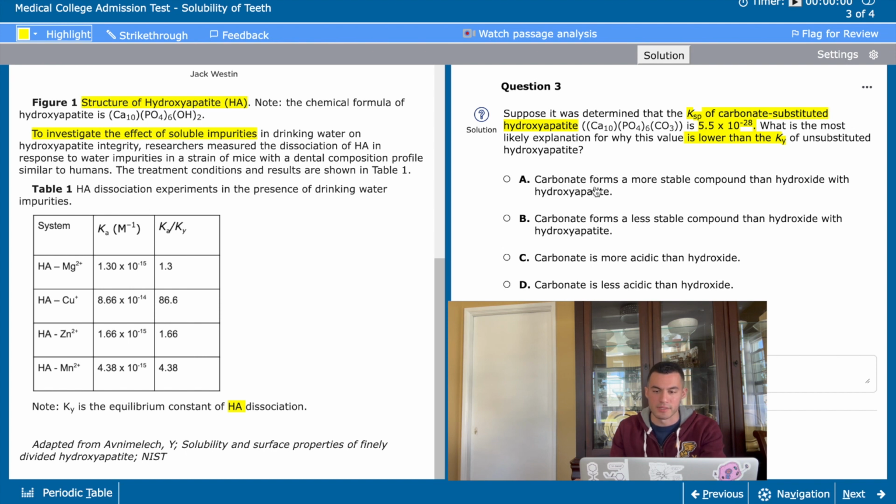That could make a lot of sense, actually. That carbonate does form a more stable compound, meaning that it is less likely to dissociate. I like answer choice A. Carbonate forms a less stable compound with hydroxide than hydroxyapatite.